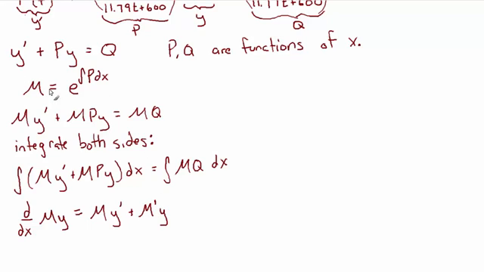Well, we know mu is e to the integral of p dx. So the derivative of mu with respect to x is going to be, the derivative of any exponential is itself, so e to the integral of p dx times the derivative of whatever e is being raised to. Well, the derivative of the integral of p dx is just p.